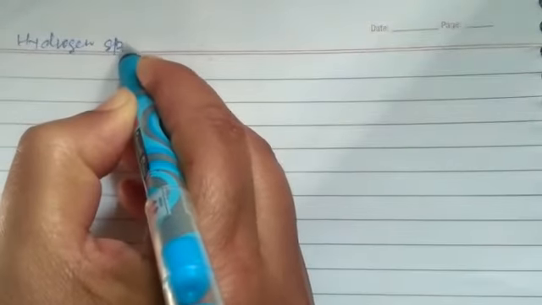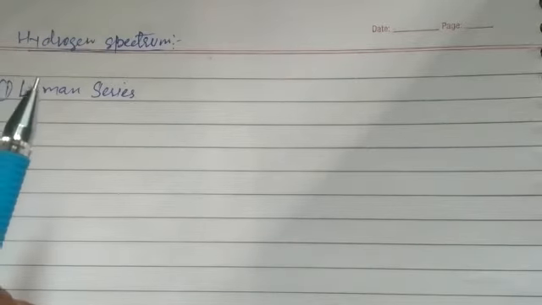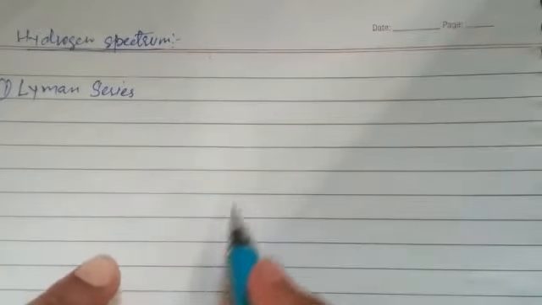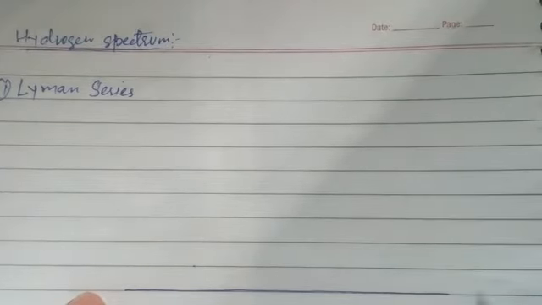Hydrogen spectrum. We read about the Lyman series. There are many more series like Balmer series, Paschen series, Brackett series, Pfund series. Actually, how are we going to make them? Let's make a diagram here. It will be easy for us.